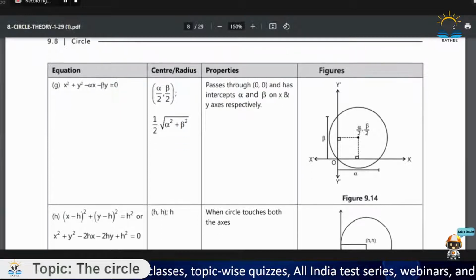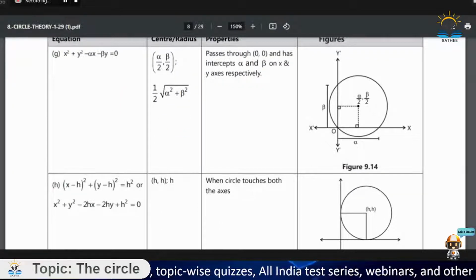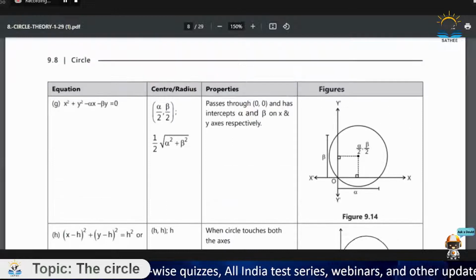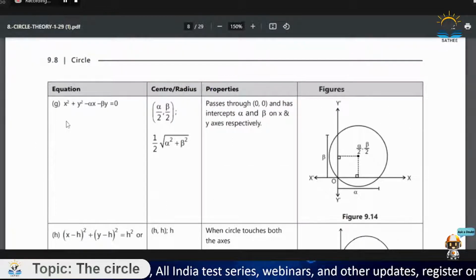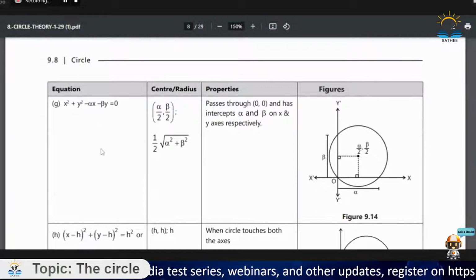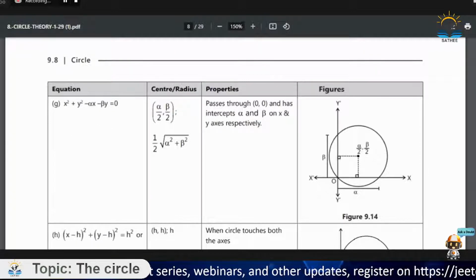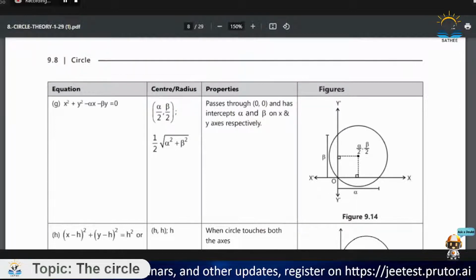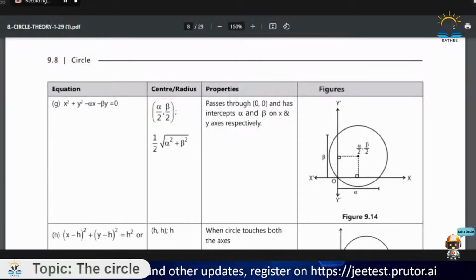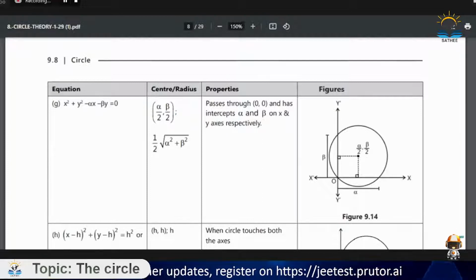So you should be able to see that you do not need to memorize this table. If you are given this equation, then by the use of the general form of the circle, you can derive the center and the radius. And if the center or radius is given, then by the standard form you can derive the equation.